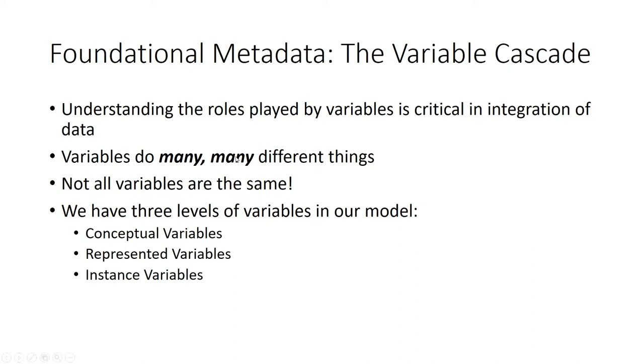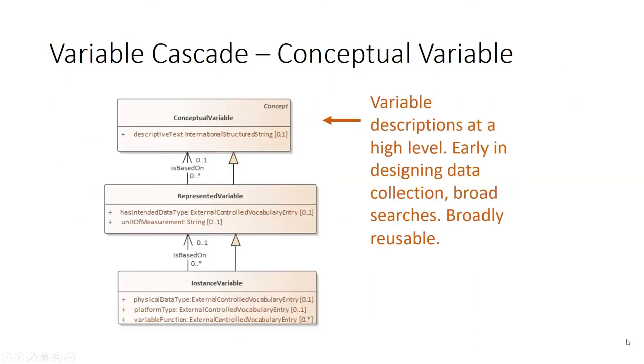And that is about variables. You don't have only one variable. Variables can do many different things. And in DDI-CDI, we have three levels of variables. That is the conceptual variables, that is the most generic level, and the represented variables, that is about the representation of those, and then the instance variables that are about the collected data. And here you can see an extract from the model, a snippet from the model regarding that.